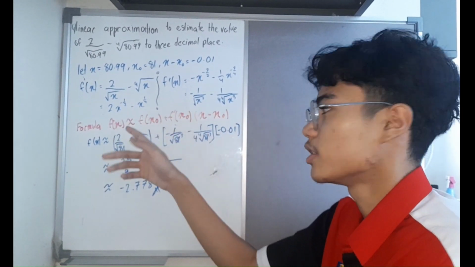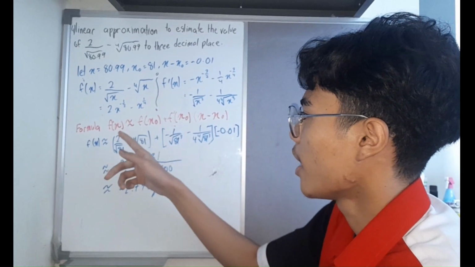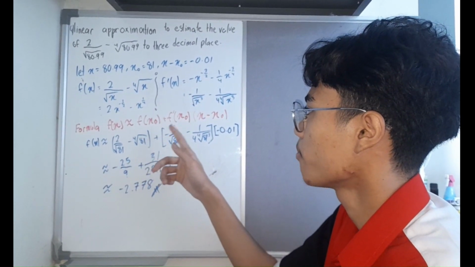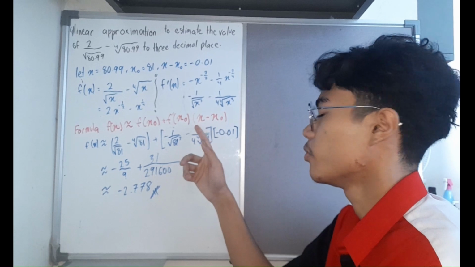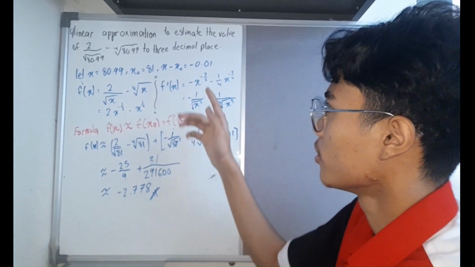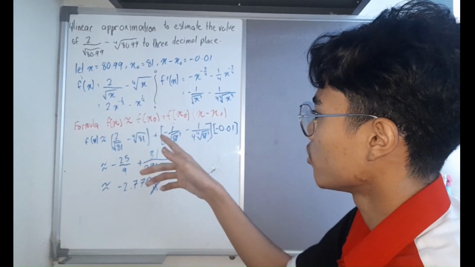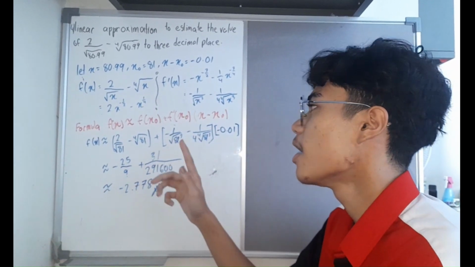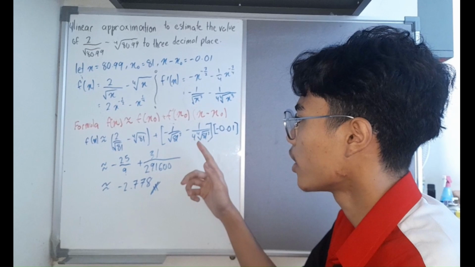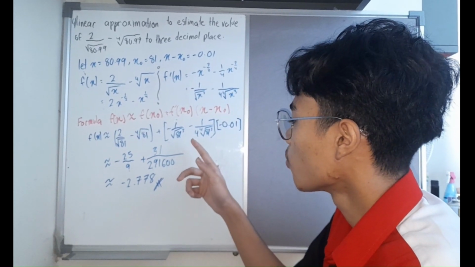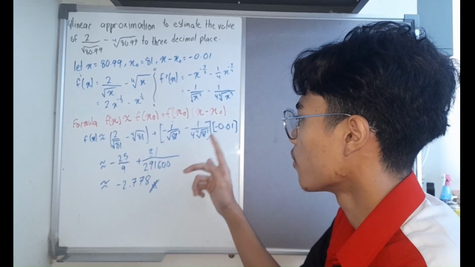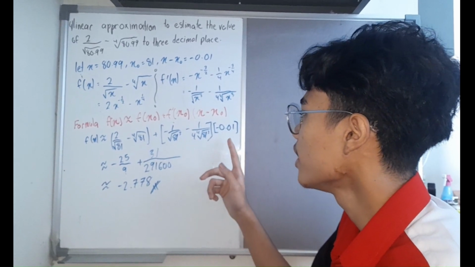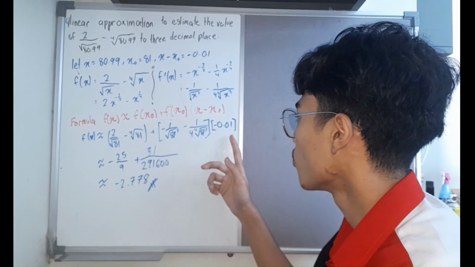After that, we use the linear approximation formula, which is f(x) approximately equal to f(x naught) plus f prime(x naught) multiplied by x minus x naught. We take the things we have written before and put them into the formula, and we get 2 over the square root of 81 minus the fourth root of 81, plus, in parentheses, negative 1 over the square root of 81 cubed minus 1 over 4 times the fourth root of 81 cubed, multiplied by negative 0.01.